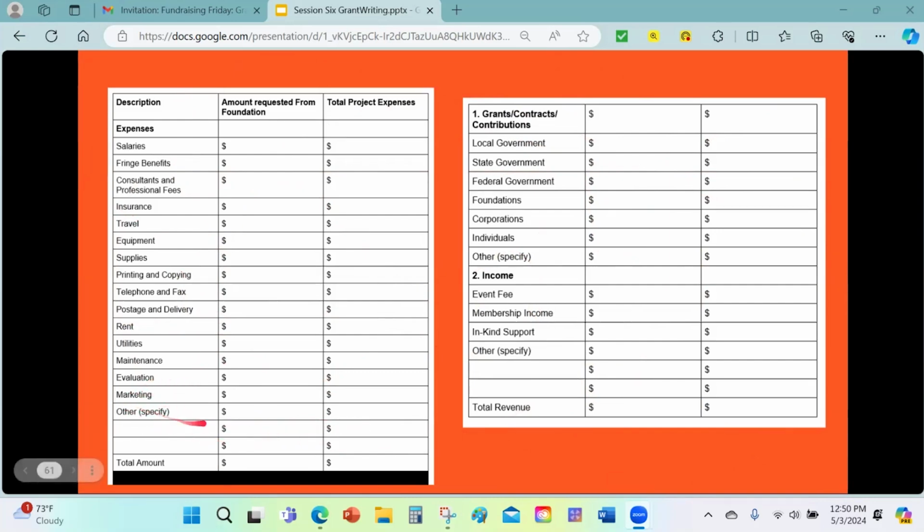I'm going to tell you, I love the other category. I put a lot of stuff in other, but it doesn't fit up in here, and so forth.